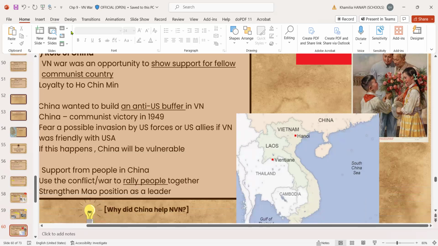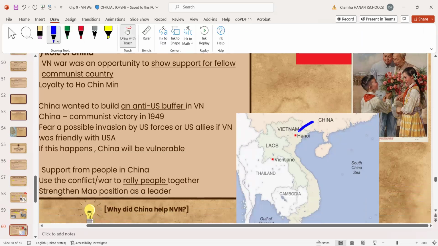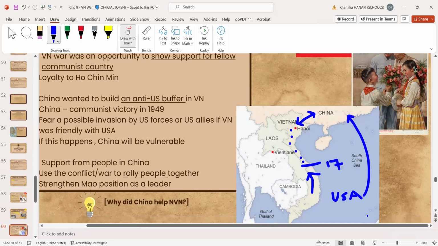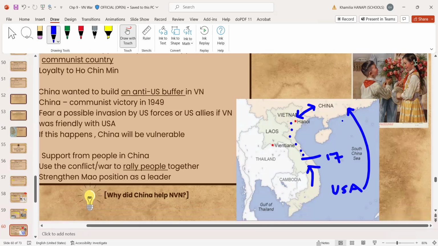Now, I want you guys to look at the proximity of China and Vietnam, very, very near. So imagine at the 17th parallel here, right? If the South Vietnamese were to conquer and be very successful in taking over North Vietnam, imagine, and you must remember that who is supporting the South Vietnamese is actually the USA, correct? And the USA and China, there is always this tense relationship because China is communist. So imagine if that were to happen, China was very worried.